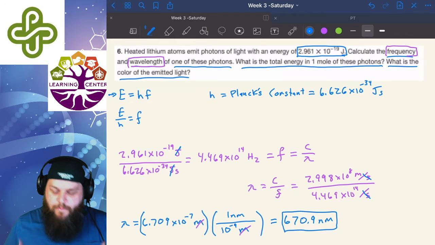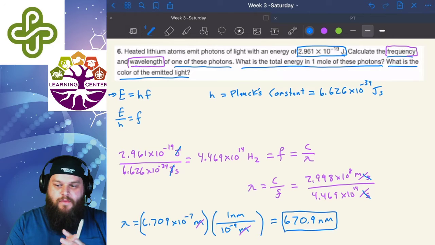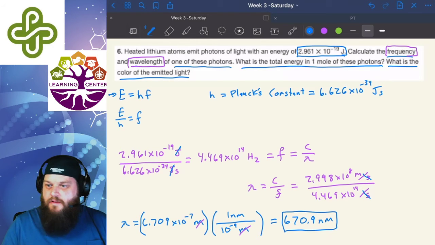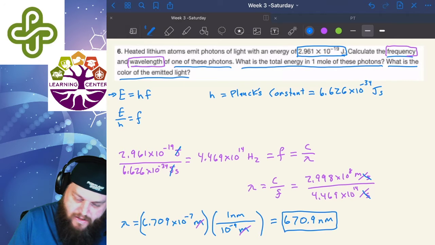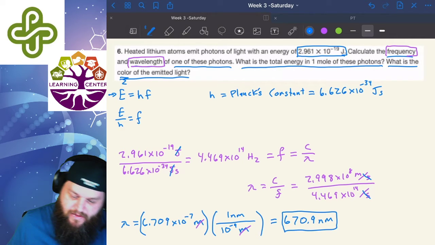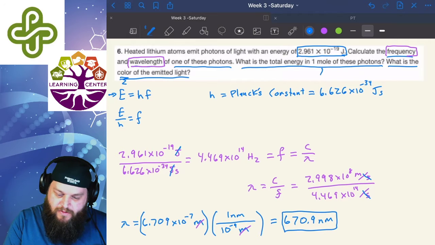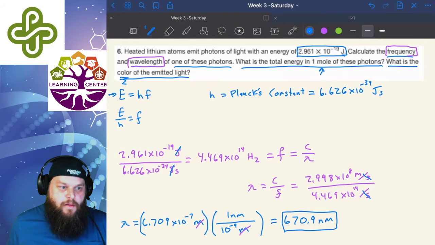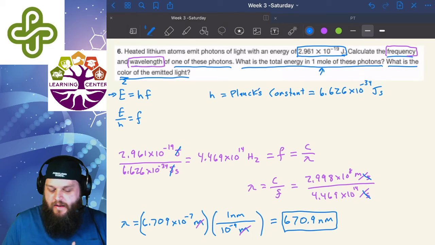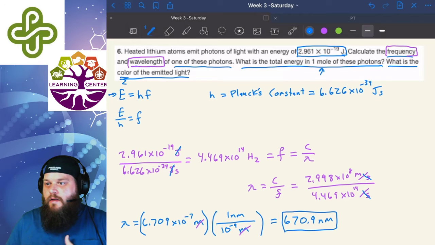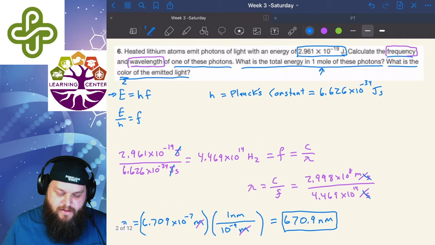Now we can use a chart of the spectrum to determine what is the color of light emitted based on that. I'm skipping the mole just for a second. I'm going to come right back to that. But right now we want to look at what is the color of light emitted at 670.9 nanometers. And we're going to be approximate in this.